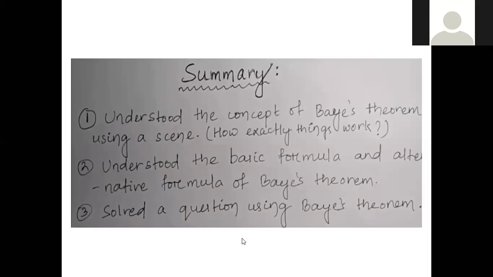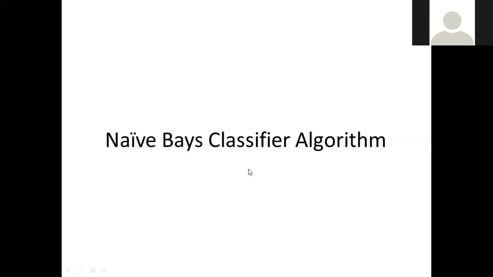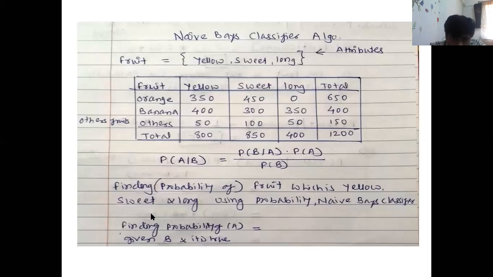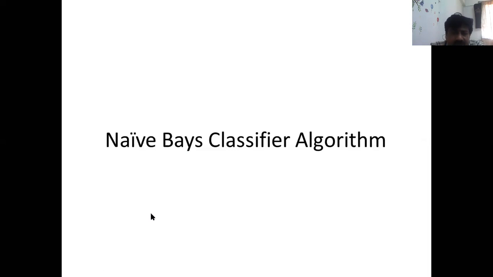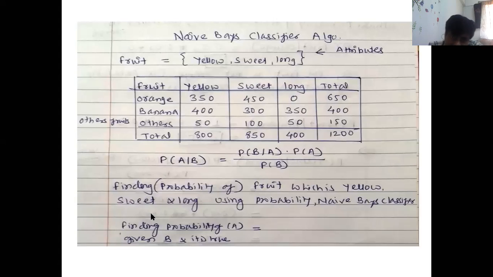Now one more topic we'll cover today, that is the naive Bayes classifier algorithm. Previous to this we have seen the Bayes theorem. Right? Now we'll see the naive Bayes classifier. Sometimes it is termed the Bayes classifier, and sometimes it is termed the naive Bayes classifier.